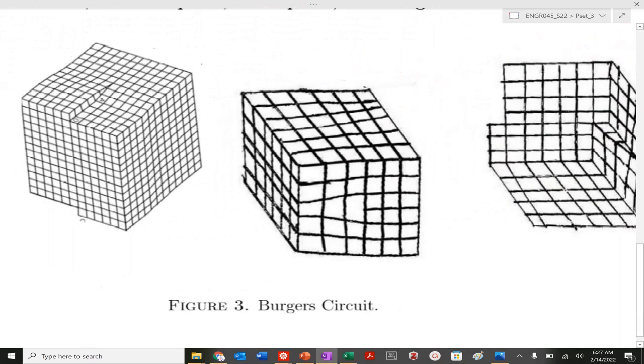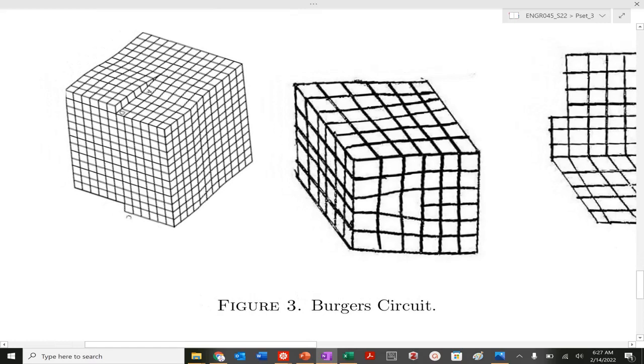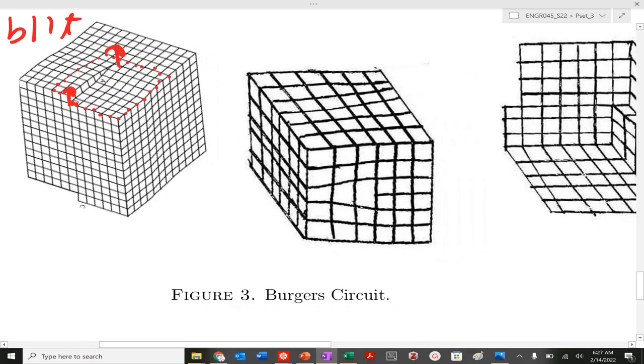Now on to our Burgers circuit to finish it off. I'm going to choose my tangent vector here and start here. For my start vector, I'm going to do a right-hand circuit. Counting steps around the loop, I did 6, 8, 8, 8, and then 6, so I need 1, 2. Start to finish. Those are both parallel. B is parallel to T, so that is a right-hand screw.